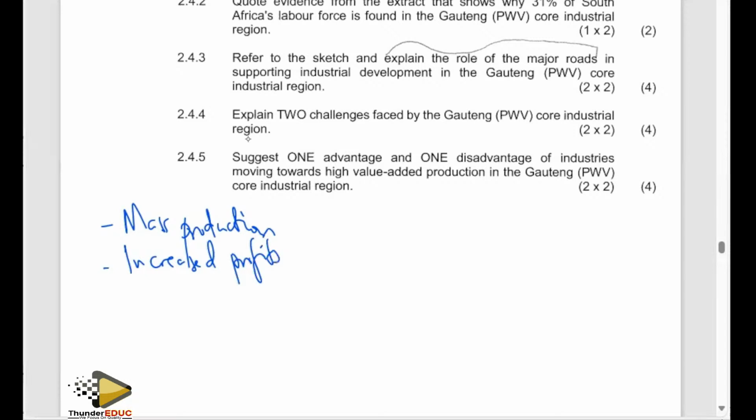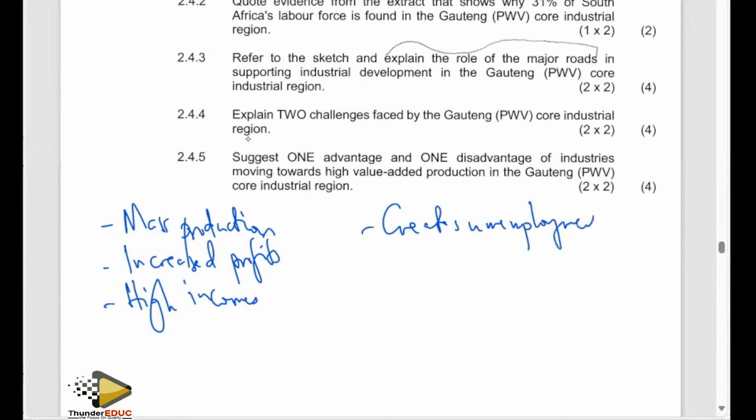The businesses. And also, with increased profits, it will also mean there will be higher incomes for the workforce. Then the disadvantage with this system is that it creates unemployment. The work that was supposed to be done by manual labor is now being done by machines and by robots, which automatically means it's going to create unemployment for the people in the area.